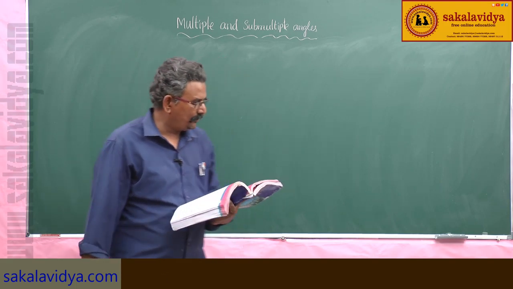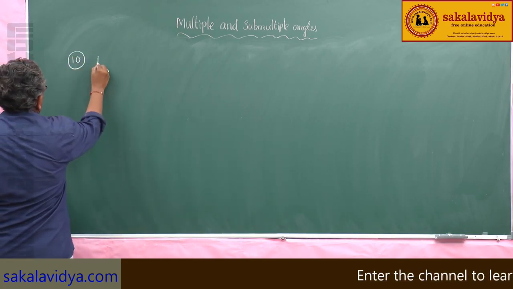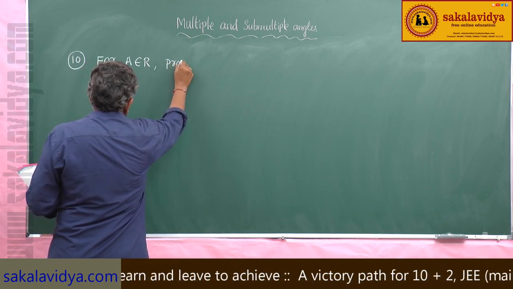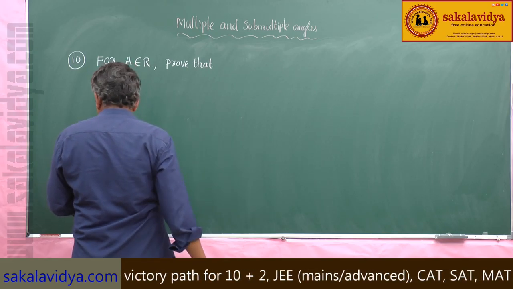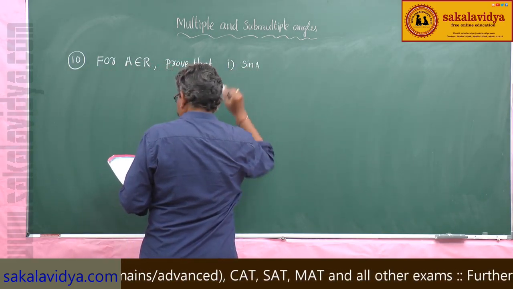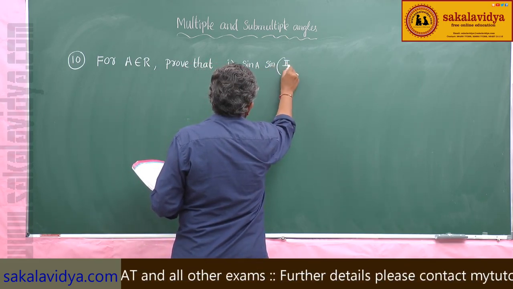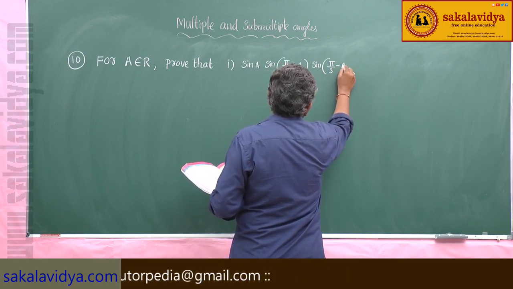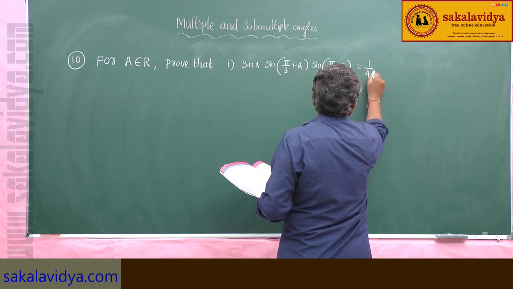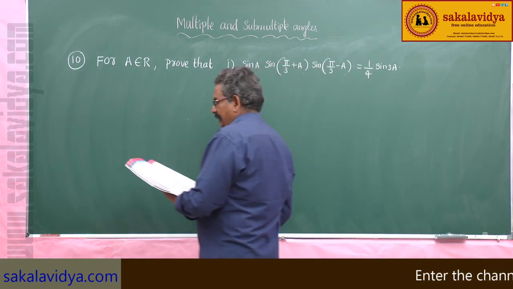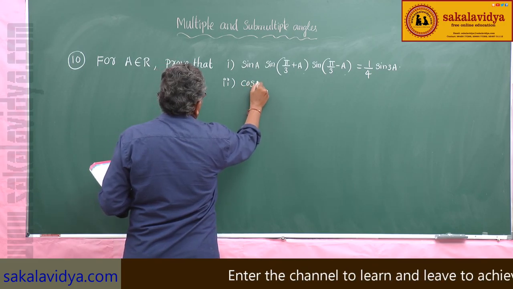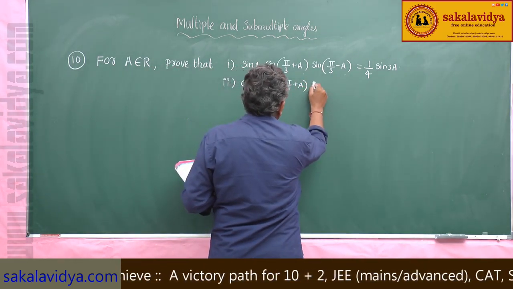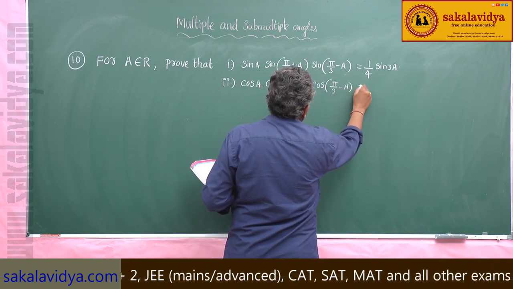Next, tenth problem. For A belongs to R, real number, prove that first, sin A into sin of pi by 3 plus A, sin 60 plus A, into sin of pi by 3 minus A, sin 60 minus A, equal to 1 by 4 times sin 3A. Second, cos A, cos of pi by 3 plus A, cos of pi by 3 minus A equal to 1 by 4 times cos 3A.